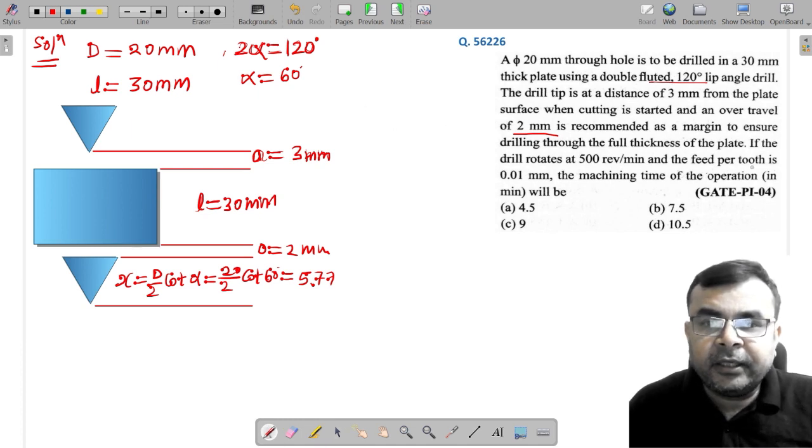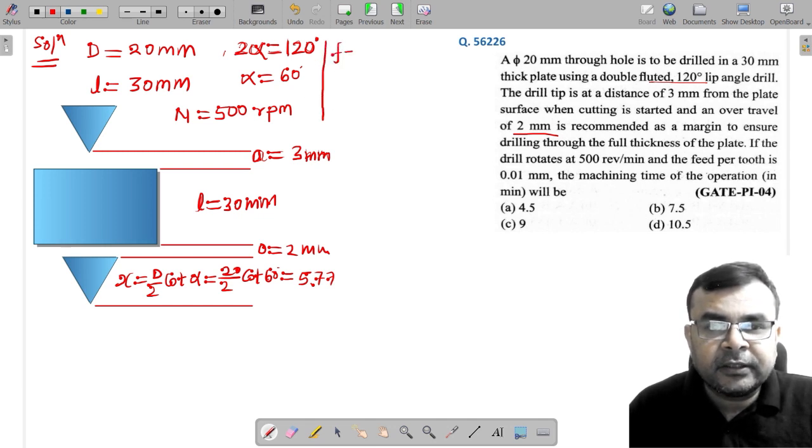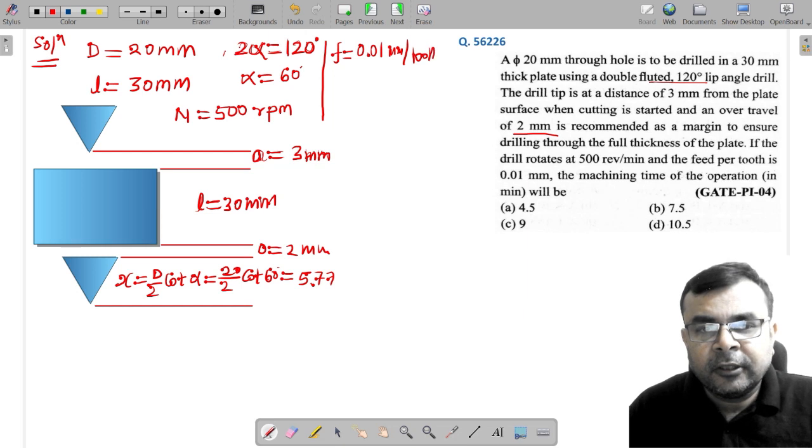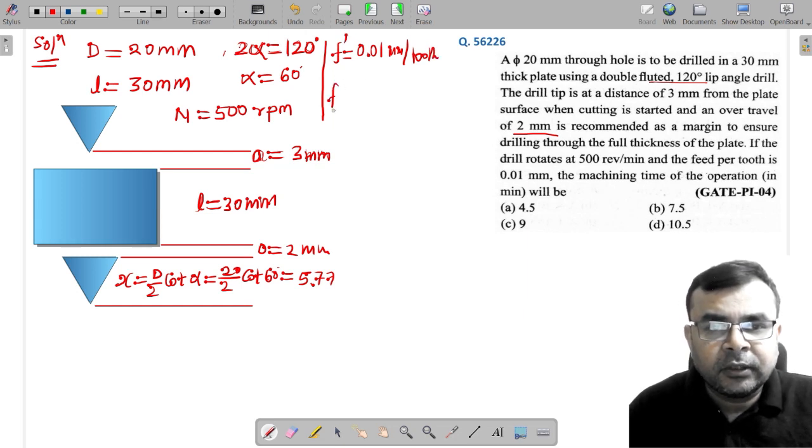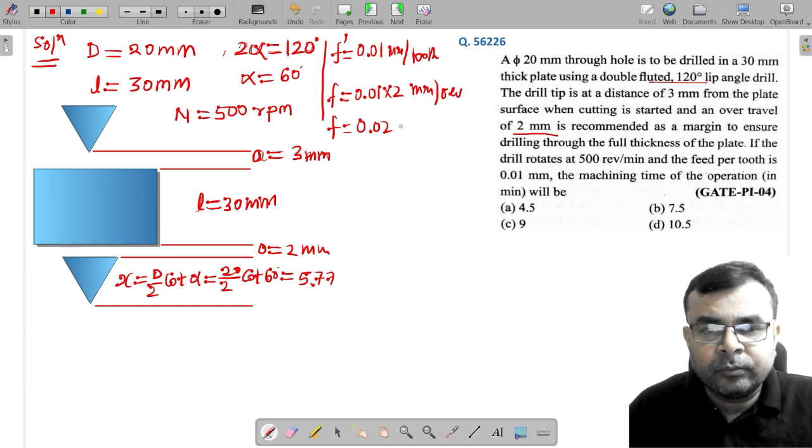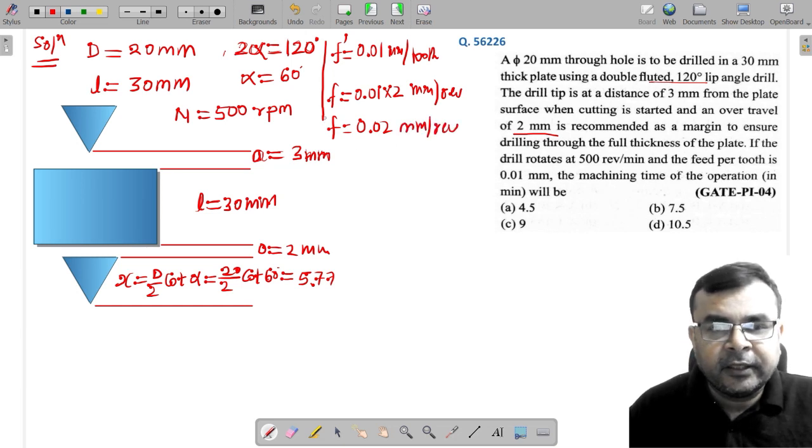Correct? And after that you can see the number of revolutions is also given here, that is N is equal to 500 RPM, and feed per tooth is also given here, that is f equal to 0.01 millimeter per tooth. But actually here we have two teeth, so feed per revolution can be written as 0.01 into 2, that is millimeter per revolution. So here we get 0.02 mm per revolution. Is it right? Don't forget to change this value. Is it right? So we need to find out machining time.